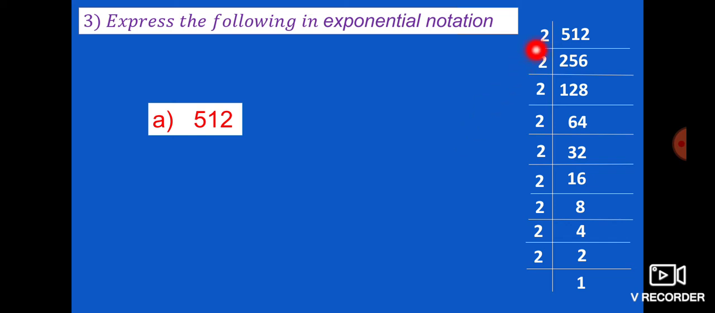So how many 2s are here? 1, 2, 3, 4, 5, 6, 7, 8, 9. So we can write 2 raised to 9. This is the method of exponential notation. Exponential notation means exponential form.